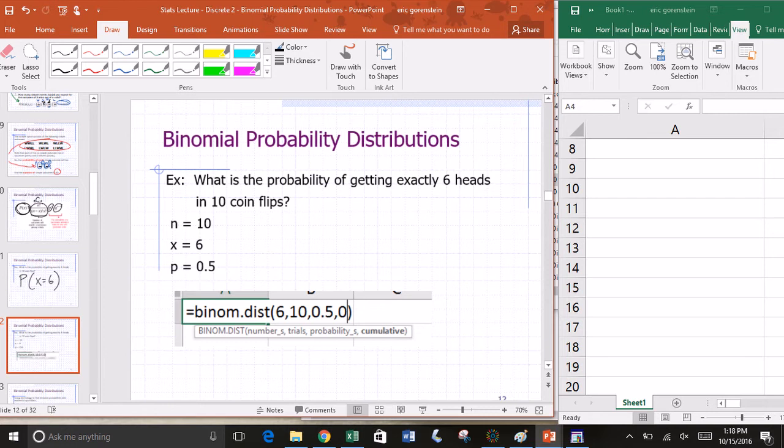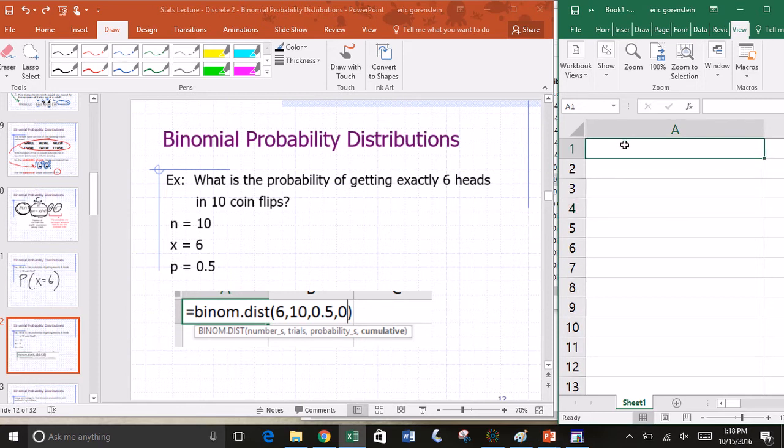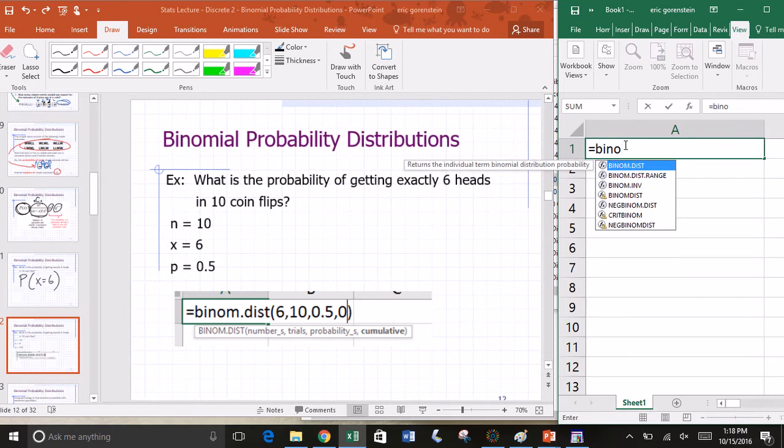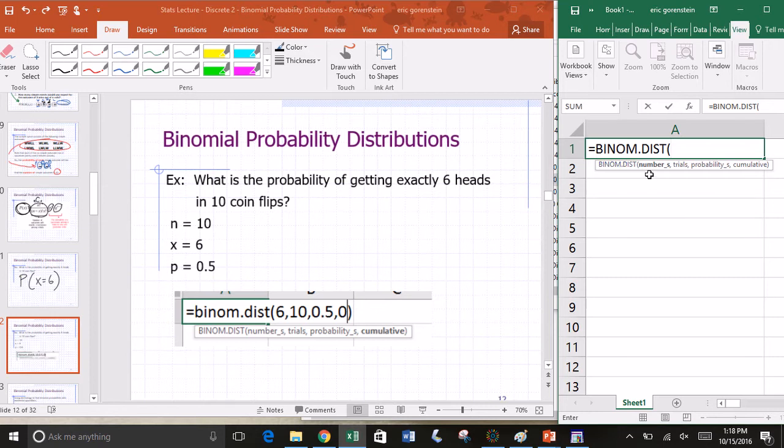On Excel, the function for a binomial distribution, and again, you don't have to memorize this. Let's do it over here on the Excel file I have open. If you just start typing in the word binomial, as soon as I get 4 letters in, I have a very short list of possibilities. The first one, binomial distribution. Excel's telling me what I need to input: number of successes, number of trials, probability of success, and do I want the cumulative function, yes or no.